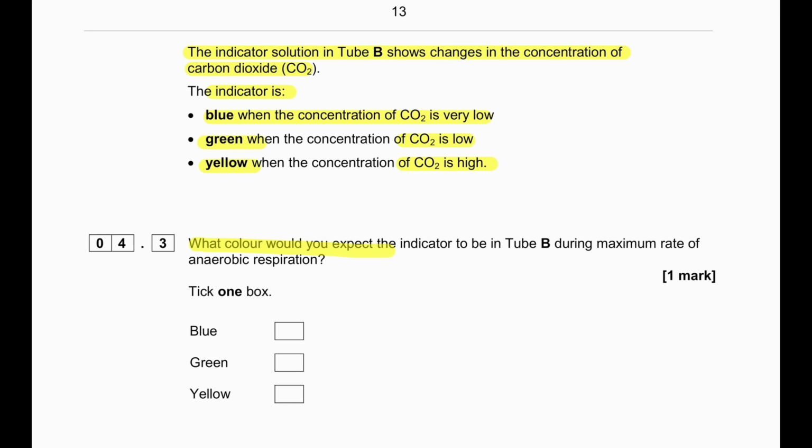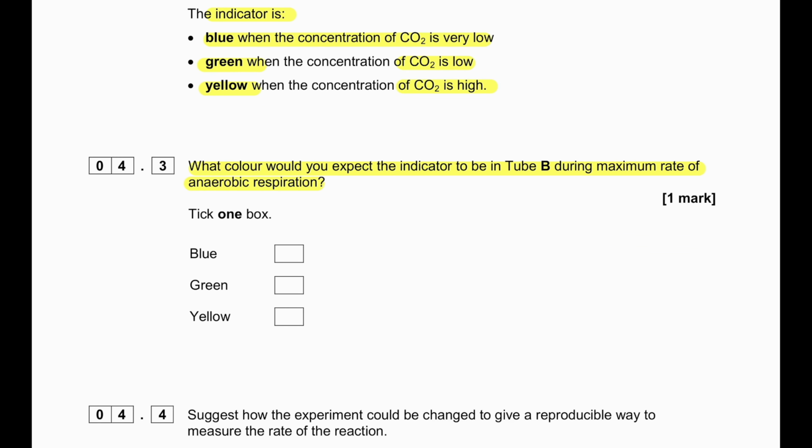What color would you expect the indicator to be in tube B during maximum rate of anaerobic respiration? Since maximum rate of anaerobic respiration is going on, and when glucose is broken down in anaerobic respiration by yeast, it produces a large quantity of CO2, so it will go yellow.